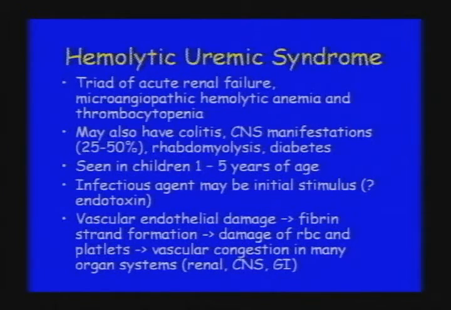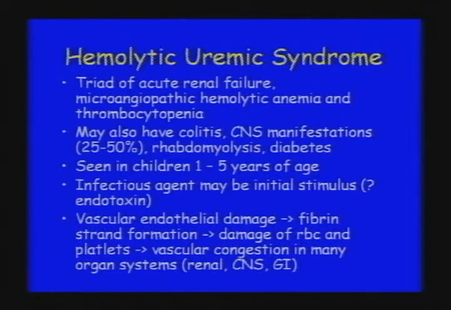These kids can have colitis, and the colitis may present before the renal failure, and the CNS abnormalities because of that thrombocytopenia and then clotting. It can be very, very devastating, and actually the child I just showed you died as a result of the hemolytic uremic syndrome. They can have rhabdomyolysis, and they can have diabetes. It's usually seen in kids that are 1 to 5 years of age.